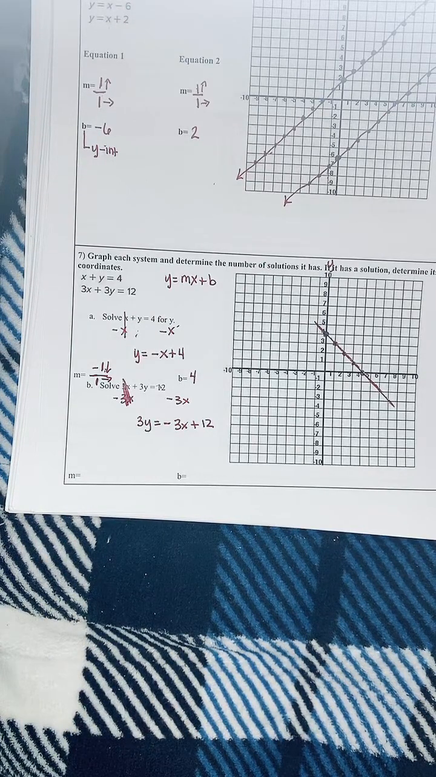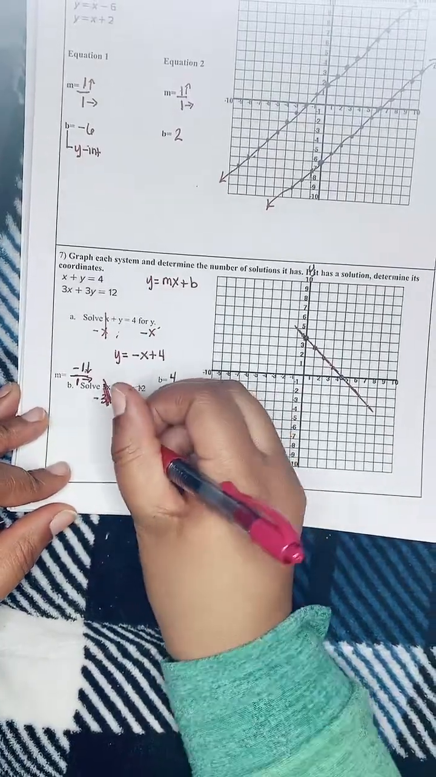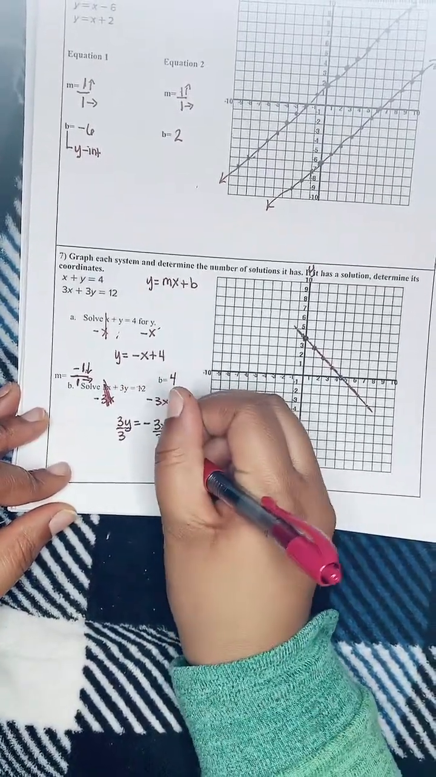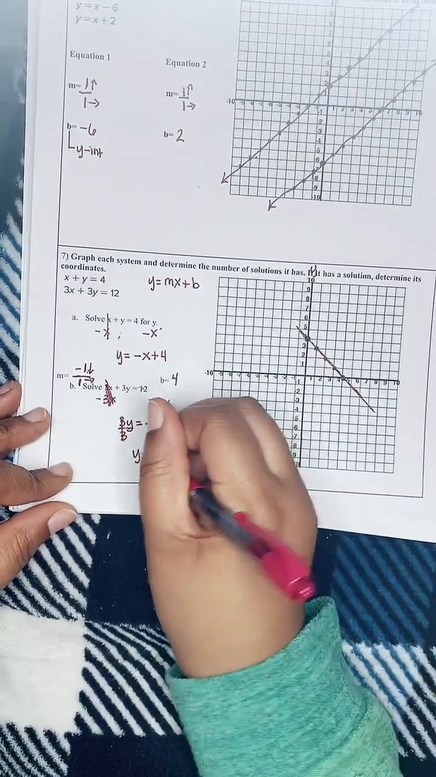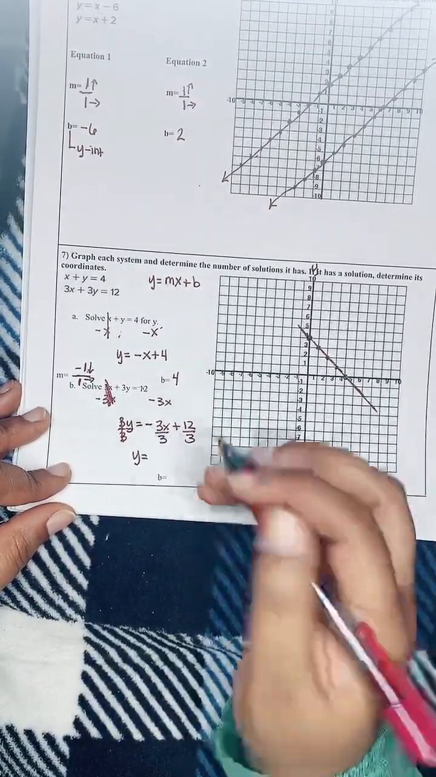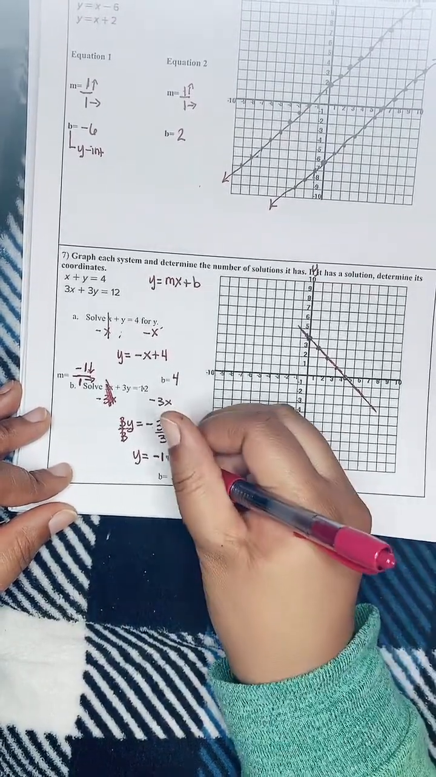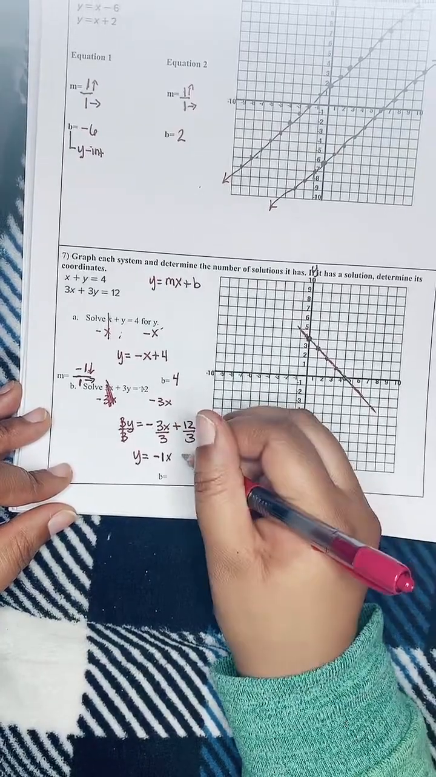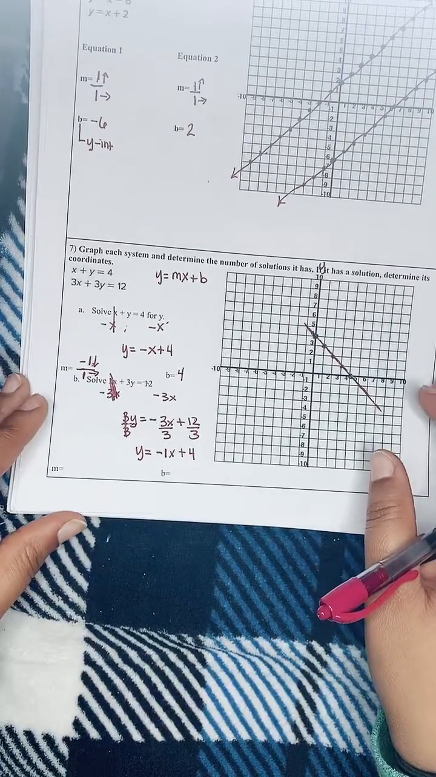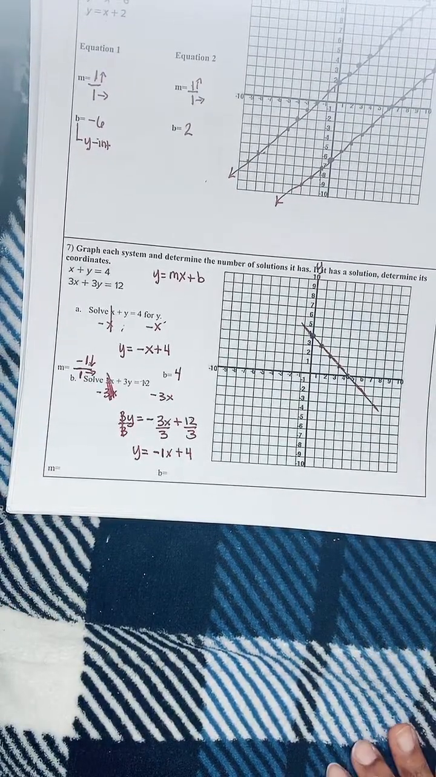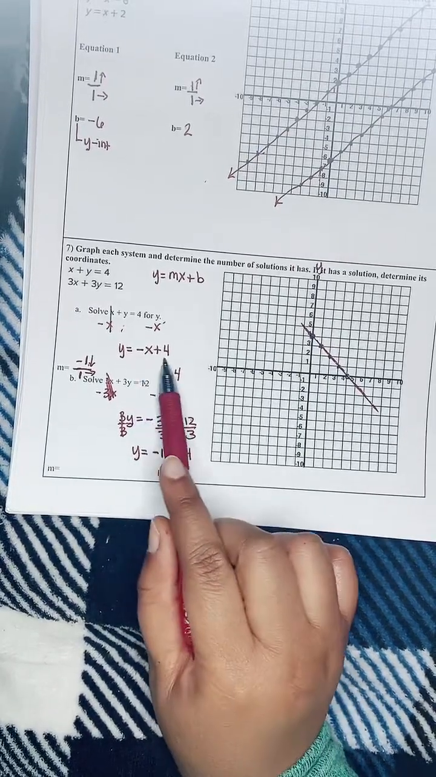Then divide by 3. Good. Divide by 3 to both sides. Excellent. So we're going to divide each term by 3. This cancels. And we get y equals a negative 3 divided by 3 is a negative 1, x. And then 12 divided by 3 is plus 4. Well, wait a minute here. Does anybody see it?